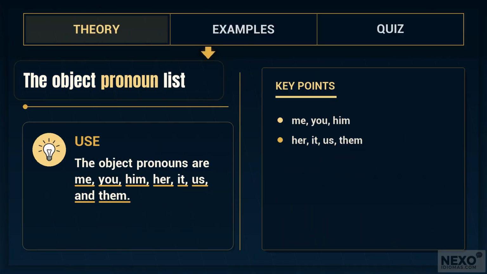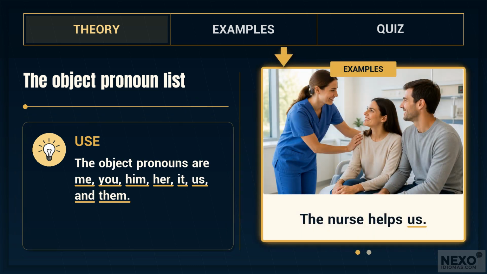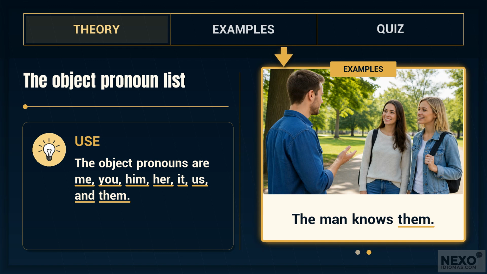The object pronoun list. The object pronouns are me, you, him, her, it, us, and them. Example. The nurse helps us. Example. The man knows them.